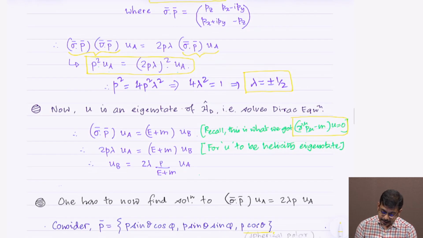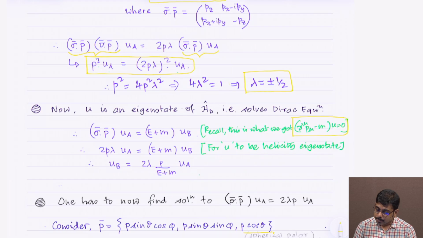Now, the question is that if U is an eigenstate of HD, then it solves the Dirac equation, and you remember that while we were trying to find out the solutions for the eigenstates of the Dirac Hamiltonian for the particle case, we also identified that UA, UB constitute your U, then gamma mu pu mu minus m U equal to 0 was the equation that we tried to solve, and that leads to the fact that sigma dot p UA is equal to E plus m into UB.